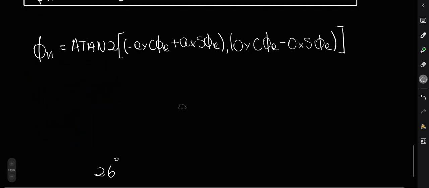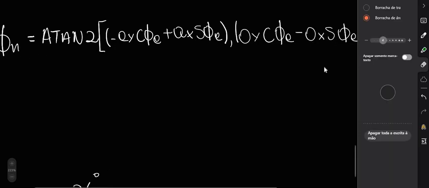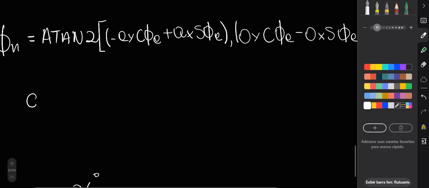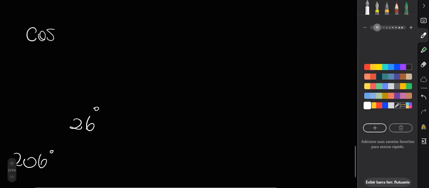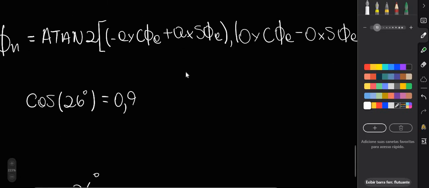So right here, let's do it, is cosine of 26, which is equal to 0.9, and sine of 26, which is equal to 0.43.